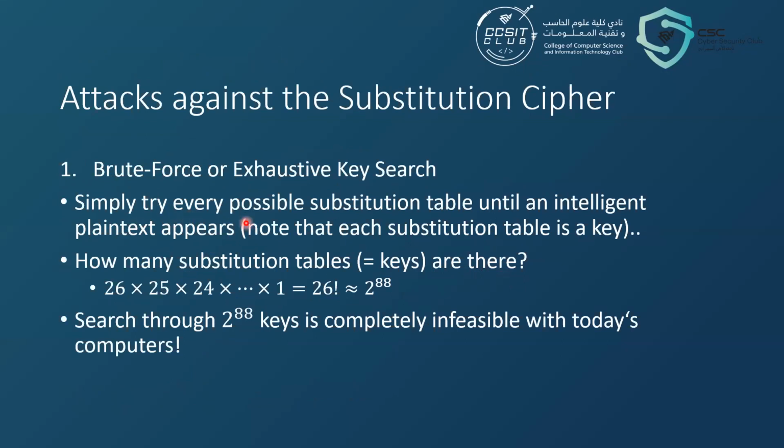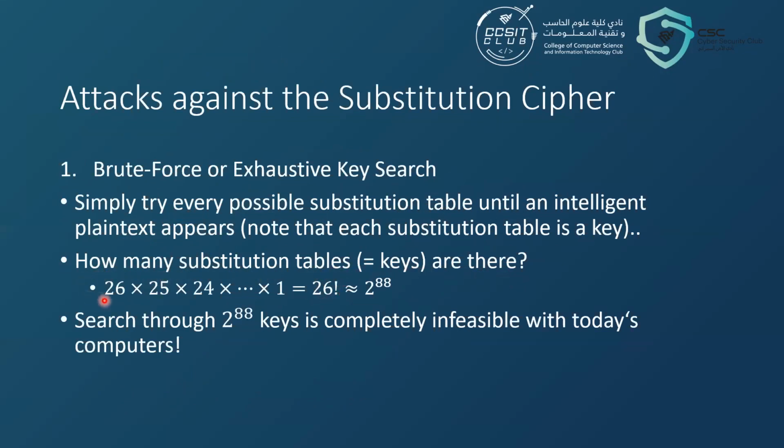So simply try every possible substitution table, which is our key, until a text that makes sense appears. Whenever we find a text that is in readable format, we're going to assume we found our key. But there's a problem. How many substitution tables do we have? Well, we have 26 factorial.